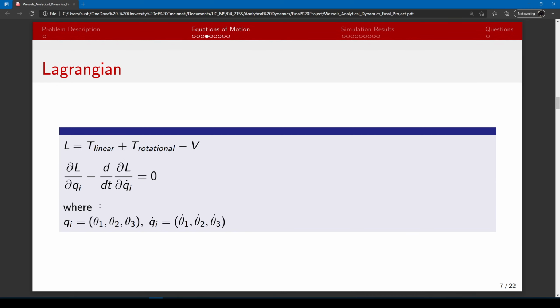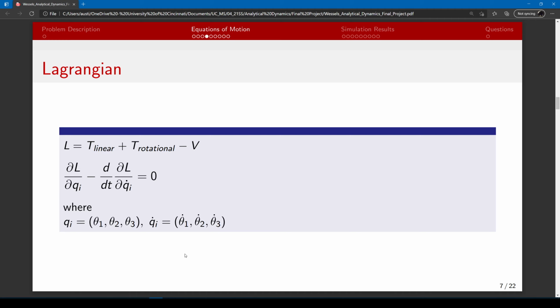Okay, so for the Lagrangian we define L as the kinetic energy minus the potential energy. And so we have partial L partial Qi minus the time derivative of partial L partial Q dot i, where Qi is theta 1, theta 2, and theta 3, and Q dot i is theta dot 1, theta dot 2, theta dot 3.